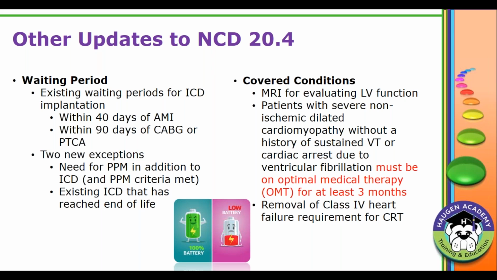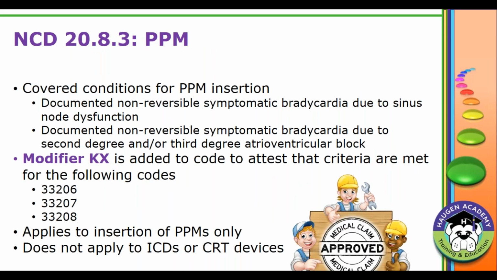They also added a couple things and made some changes to the covered conditions. They have a list of tests that are adequate for evaluating left ventricular function. MRI has been added to that. And they also have said that patients with severe non-ischemic dilated cardiomyopathy, the rest of that, the red part is new, must be on optimal medical therapy for at least 3 months. And they've also removed the class 4 heart failure requirement for CRT.